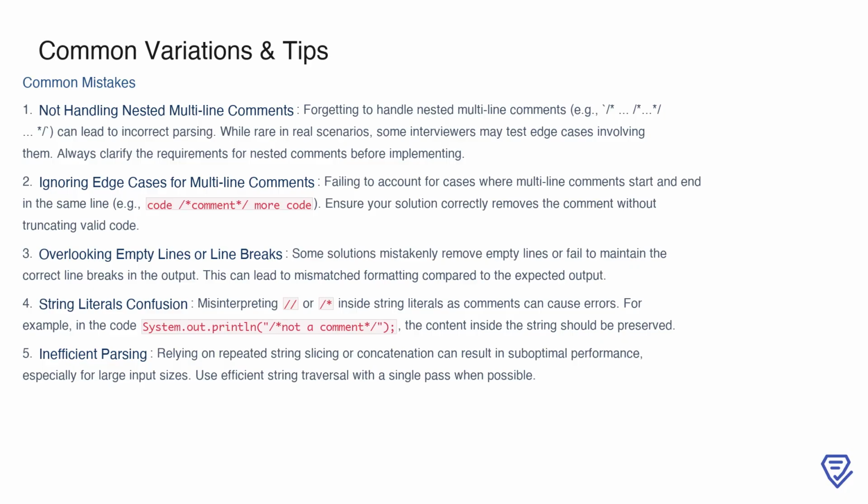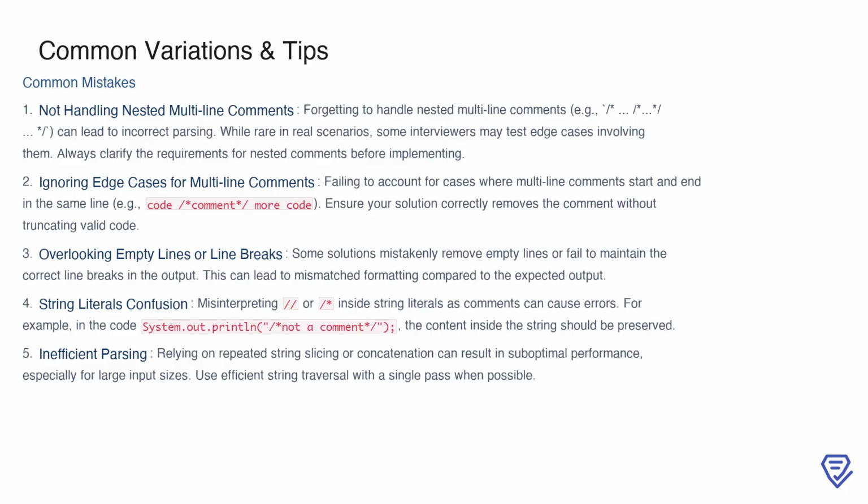When solving the remove comments problem, there are several common mistakes to watch out for. First, forgetting to handle nested multi-line comments can lead to incorrect parsing. Although nested comments are rare in real-world scenarios, some interviewers might test edge cases involving them, so it's important to clarify whether your implementation needs to account for this. Next, multi-line comments that start and end on the same line are another common pitfall. For example, in the case of code/*comment*/more code, your solution should correctly strip out the comment without removing the surrounding valid code.